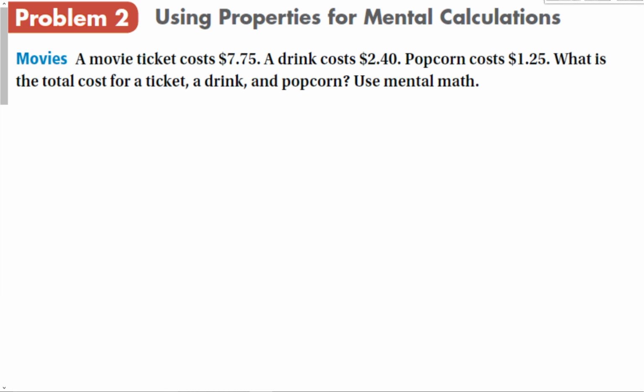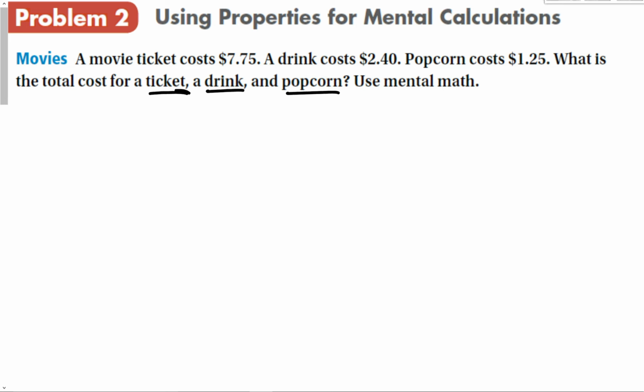So we can use properties to help solve some problems using mental math. Okay. And if I look at this problem right here, I might be tempted to take out a calculator and try to figure this out using some sort of device to help me. But if I notice something, well, first of all, what's the problem? A movie ticket costs $7.75, a drink costs $2.40, popcorn costs $1.25. What is the total cost for ticket, drink, popcorn?